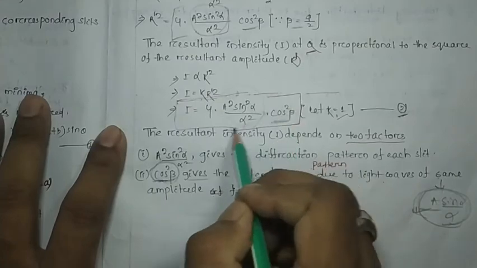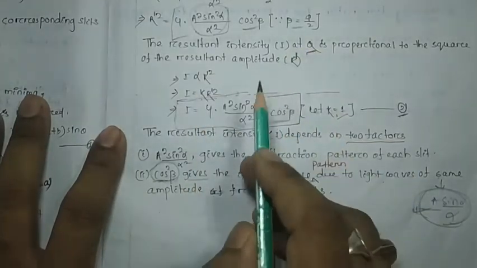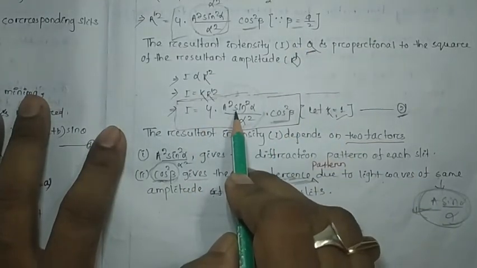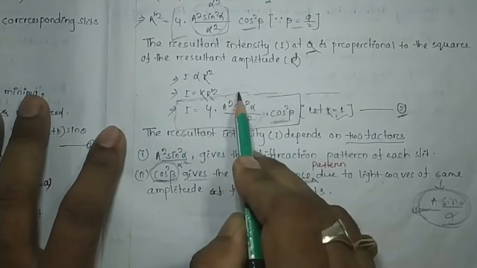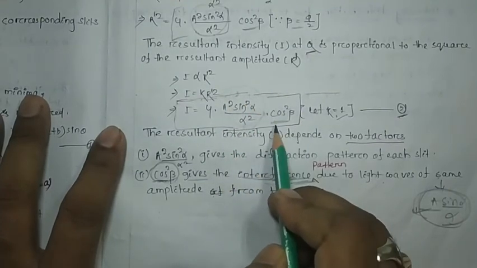So in this term, we have both things. One is the diffraction term, which gives the diffraction pattern. The other term gives the interference pattern.